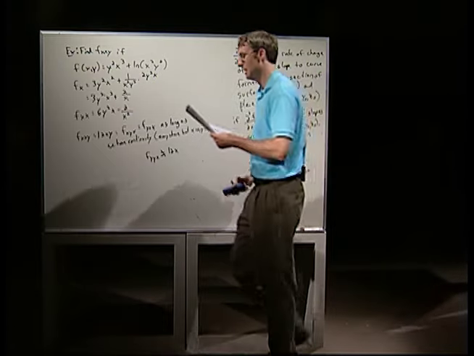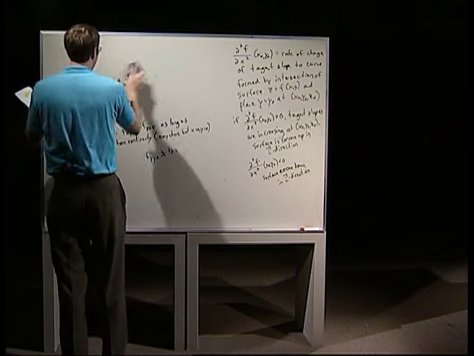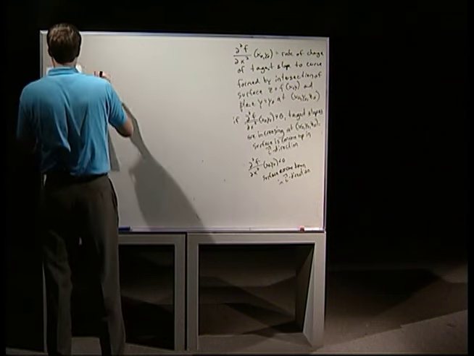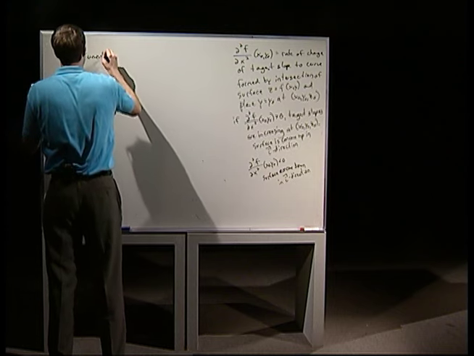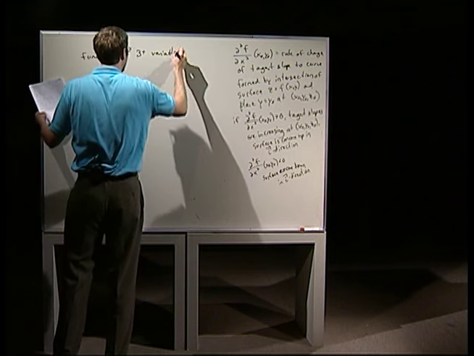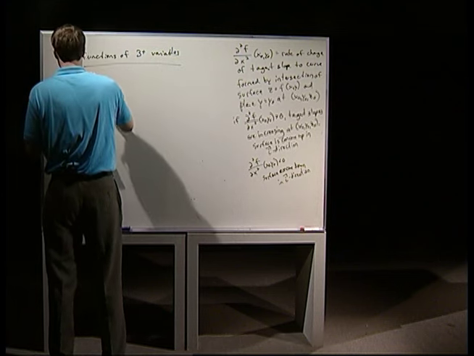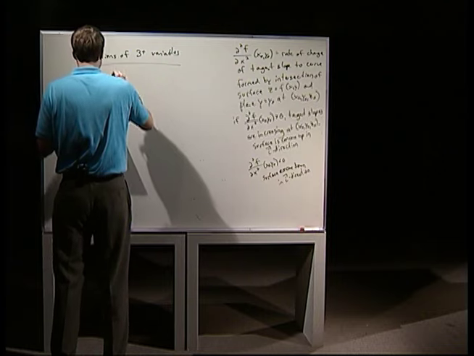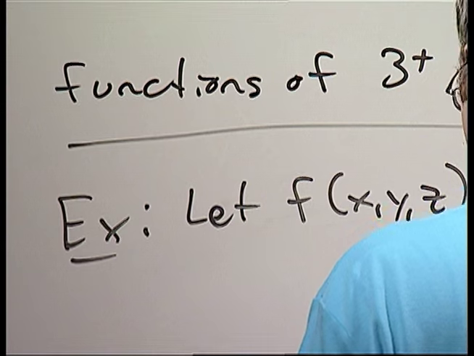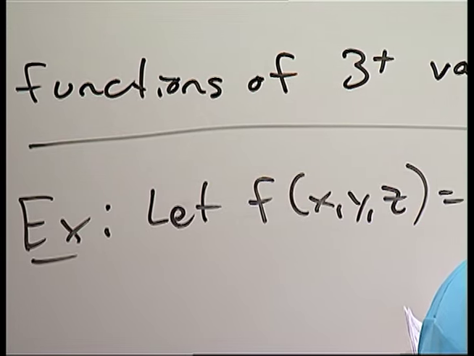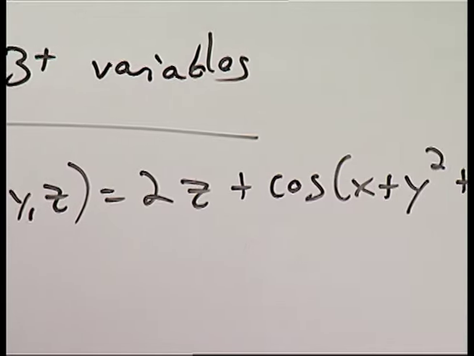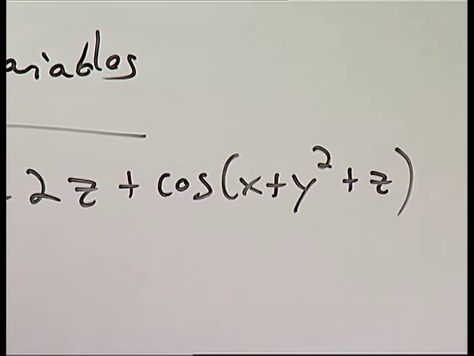A brief word on functions of more than 2 variables. Everything works the same for functions of 3 or more variables. Isolate everything except for the variable in question. Here's a function of 3 variables: 2z plus cosine of x plus y squared plus z. That is a function of 3 variables. It is in 4 dimensions.